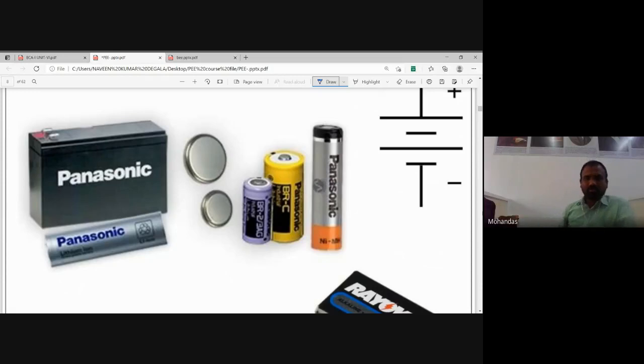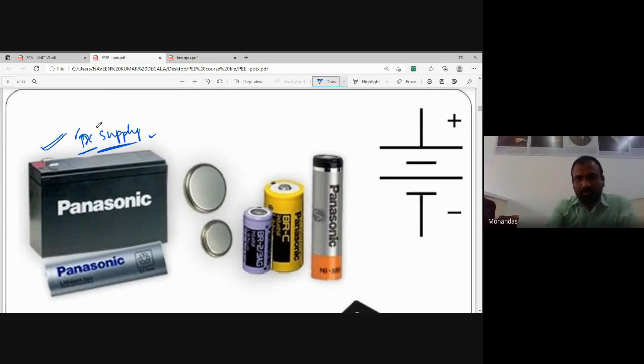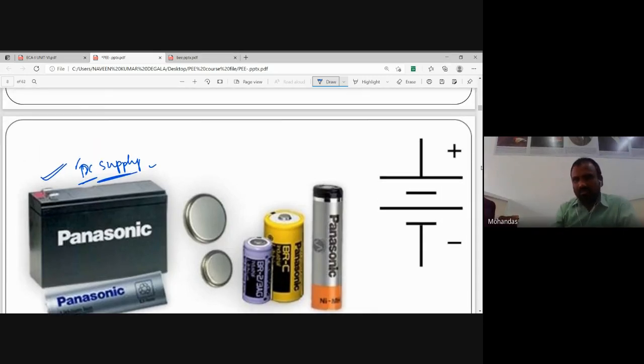You might have seen this battery somewhere. This is a Panasonic battery. It gives you a DC supply. DC means direct current supply. It is a source of electrical energy in the form of DC. I will tell what DC is later. And this is the symbolic representation.